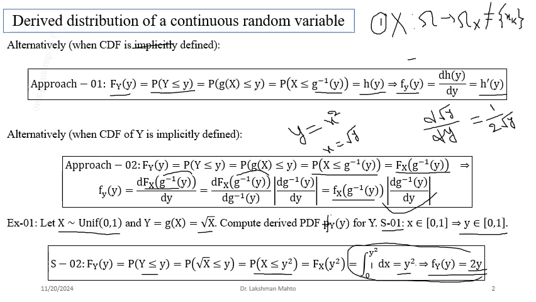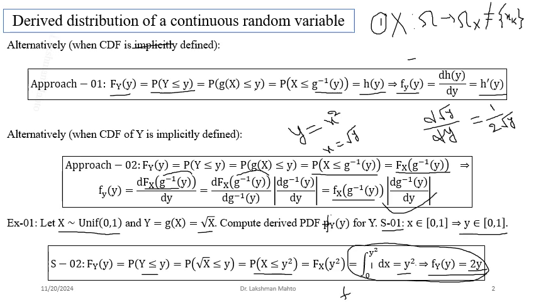Okay, so now in the second approach, what is the PDF of y? It is the PDF of x times the Jacobian factor. What is the PDF of x? It is 1. X is uniformly distributed, taking value between 0 and 1. How much value is it taking? 1. And what is the Jacobian factor? 1 by square root of y.